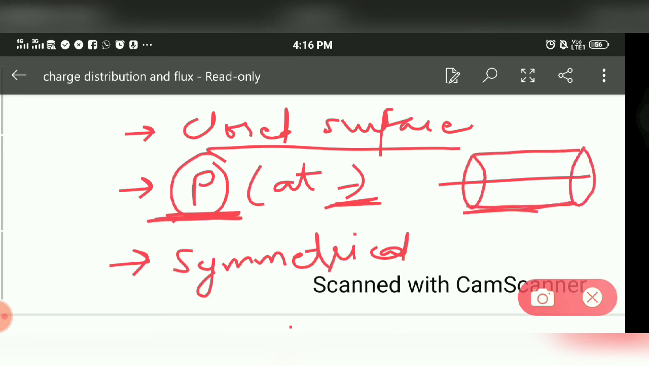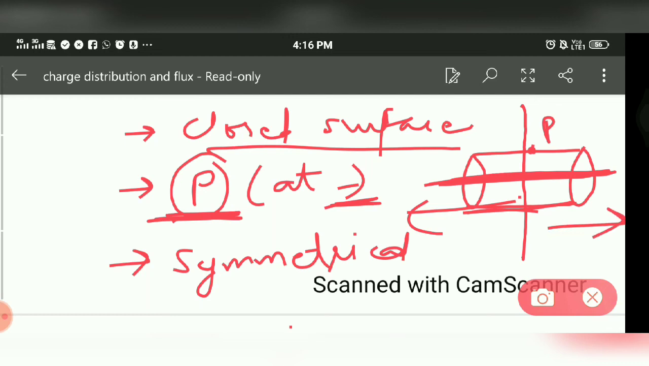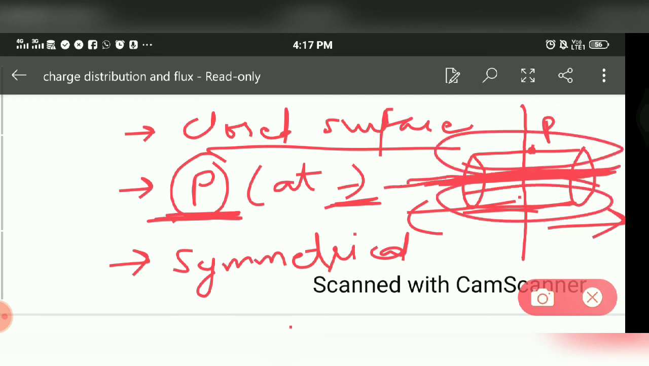To find the electric field due to this rod at this point P, I will choose a Gaussian cylinder as a Gaussian surface. This is symmetrical because if I cut it from the center, whatever charge is on this side, the charge on this side is the same. If I cut it laterally like this, then on this side and this side the charge is the same. So it is symmetrical. So longitudinally and laterally a system must be symmetrical.